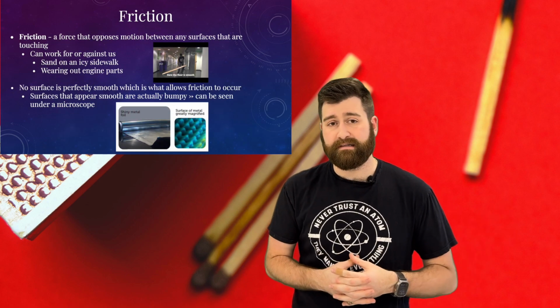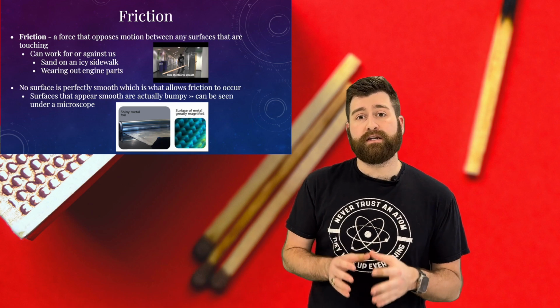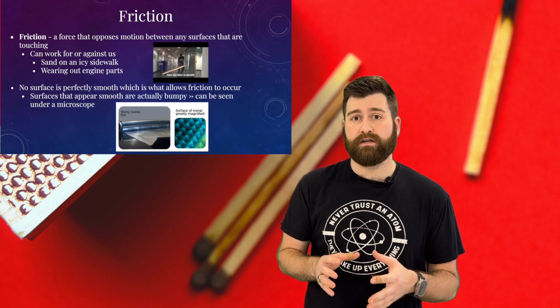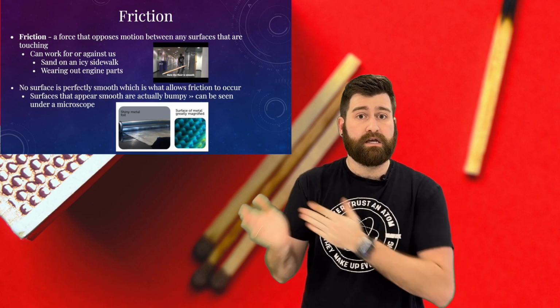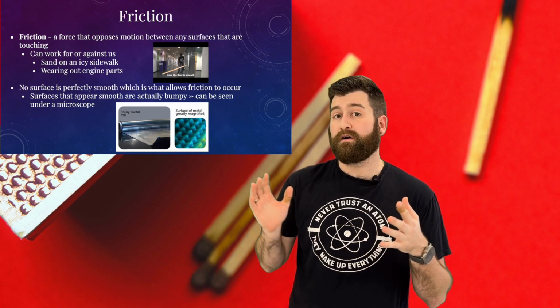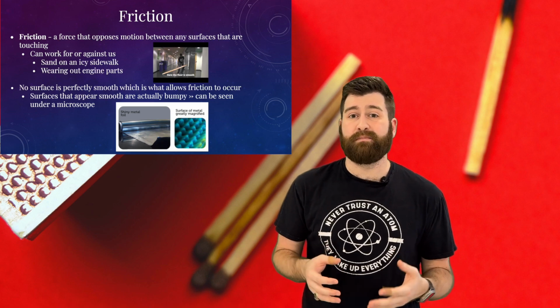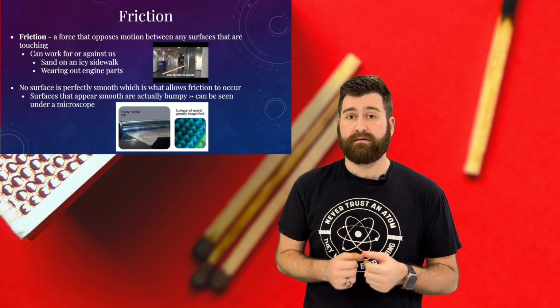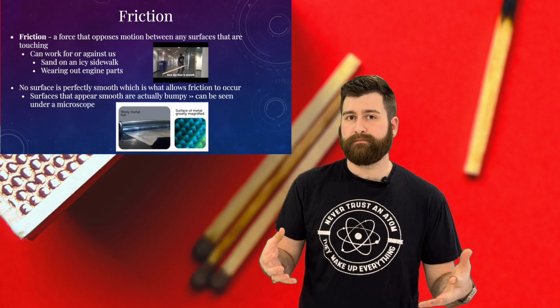Enough about elasticity and elastic force, though. Now we're going to talk about friction. And friction is a force that opposes motion between any surfaces that are touching. For example, your hands. Now, friction can work for us, or it can work against us. Sand on an icy sidewalk is an example of how friction can work for us. The sand provides grit and it helps to stop people from slipping.